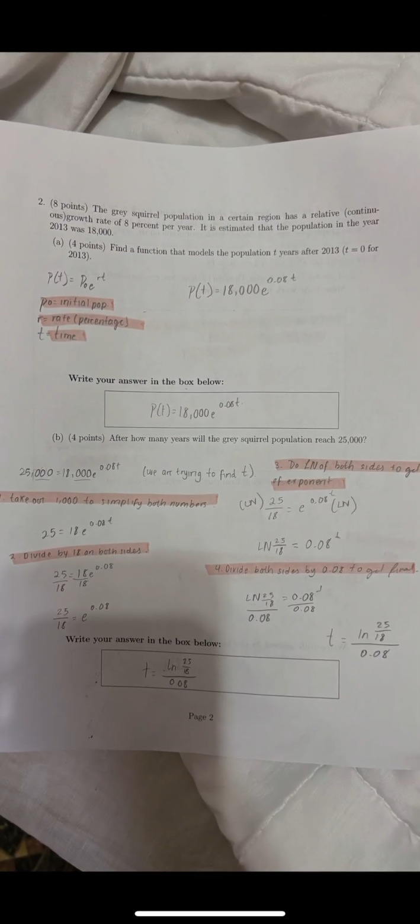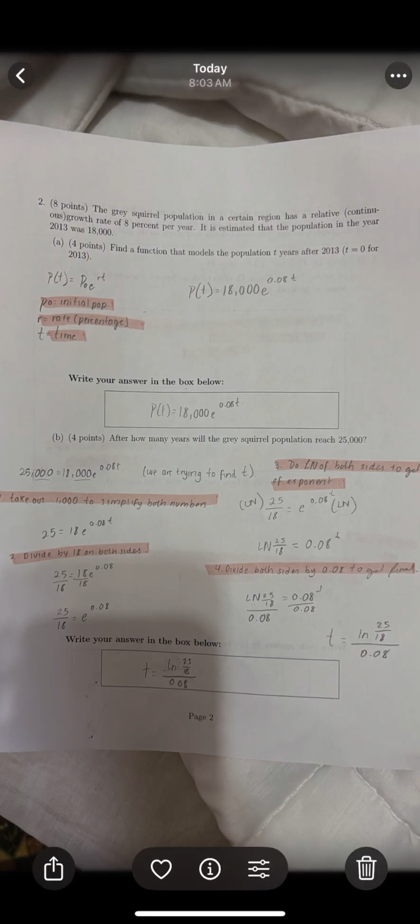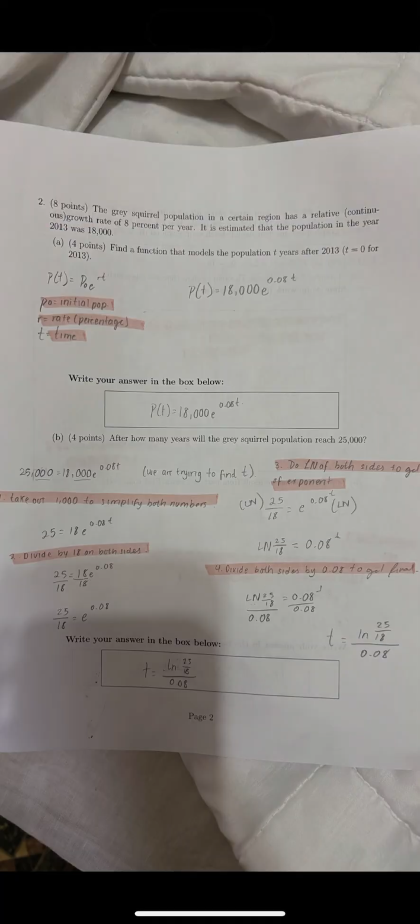To find functions with population and exponential growth, we follow the population growth formula. When we want to figure out how many years, so t, we simplify numbers on both sides. We divide by the number next to e. Then we do ln of both sides. This gets rid of the exponent, and then we divide both sides by the percentage to get the final answer. It should look something like t equals ln of 25 over 18, all over 0.08, which is the percentage.